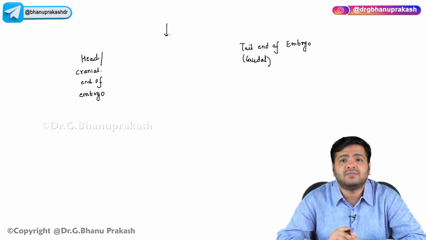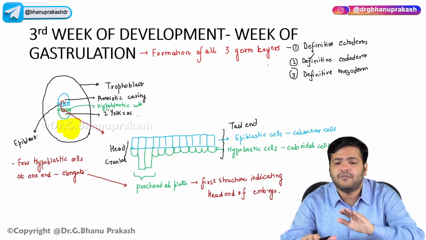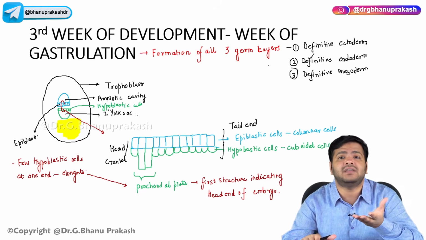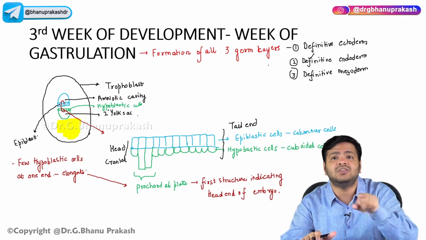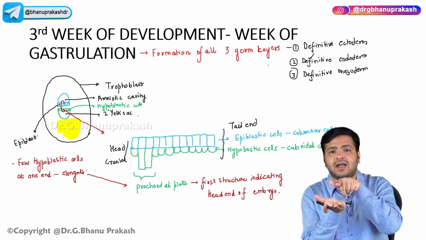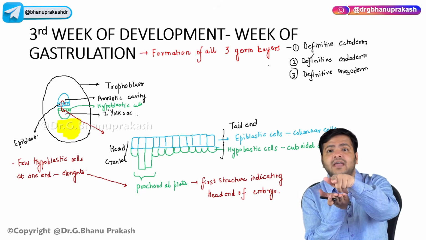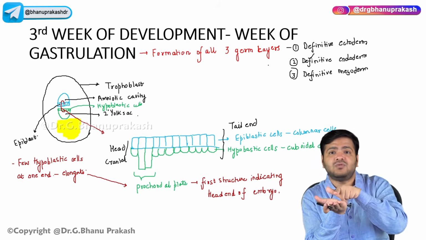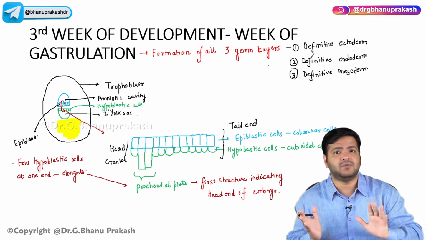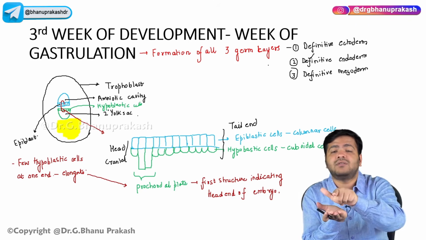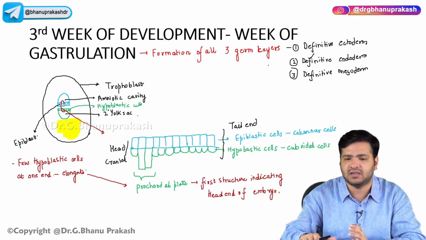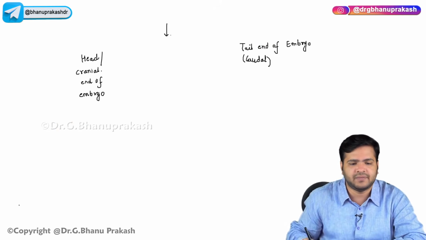Now what will happen? The epiblast cells from the tail end of the embryo will start proliferating and will try to reach the midline. Okay, ये embryonic disc है, right? They will move towards the head of the embryo, towards the primitive streak, but they will never be able to reach the primitive streak. So let us just draw it.